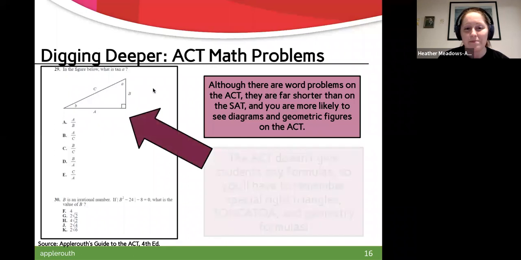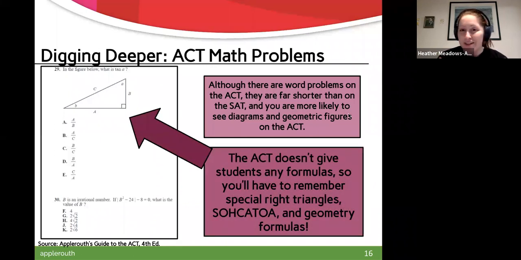So here, right, we get one. You don't get any formulas, remember? So you have to remember your special right triangles, your SOHCAHTOA, that's your trig, and your geometry formulas. A lot of students take geometry their sophomore year nowadays. So if you are a junior or beyond, it probably has been a while. So you want to make sure you freshen up on those. Not knowing the formulas can make or break your math section at the end of the day. You want to make sure you know them, right?